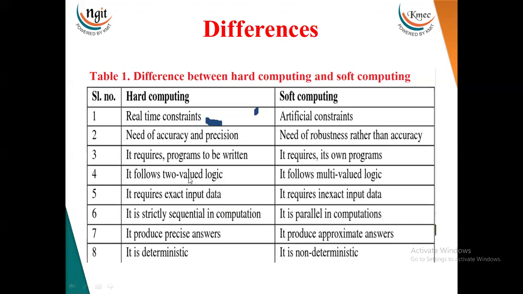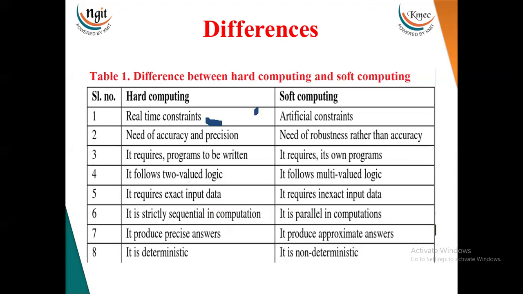And coming to the third difference, hard computing requires programs to be written. So we have to write the programs. If I ask for the logic for a prime number or even number, we have to give the basic program for that. But soft computing will design its own program. If you're talking about a neural network, it will create its own network depending upon the input, output, the layers, and the weight values. We only provide some input and give some weight values.